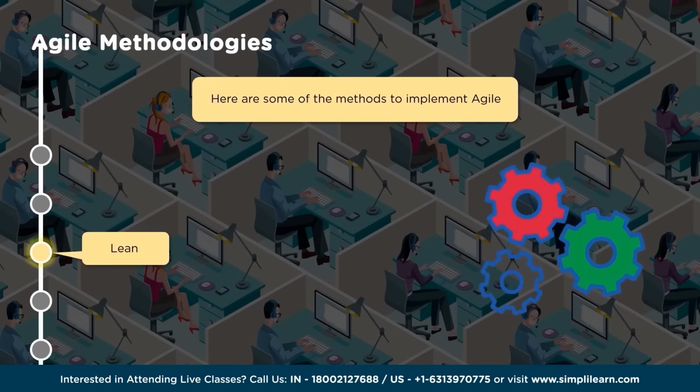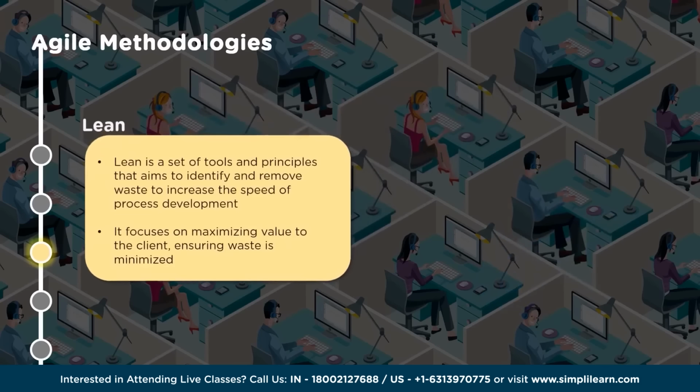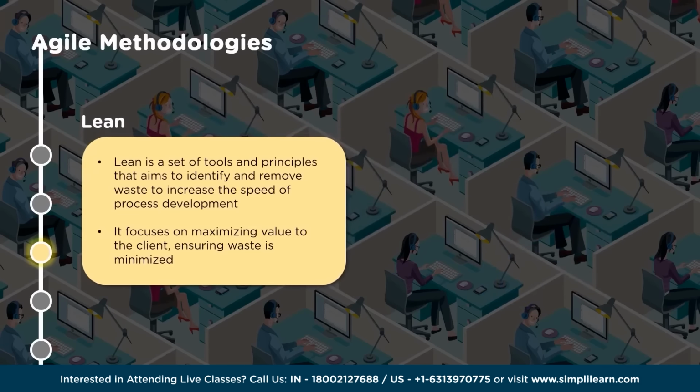When we say lean, it is very important for us to understand that value is always from the customer perspective, along with elimination of waste. These are the two things mainly spoken about. Lean is a set of tools and principles that aims to identify and remove waste to increase the speed of process development. It focuses on maximizing the value to the client, ensuring waste is minimized. When you visualize processes, process interfaces and the flow, unless the output of one process or procedure getting into another process flows smoothly, like many pipes connected together with water flowing.